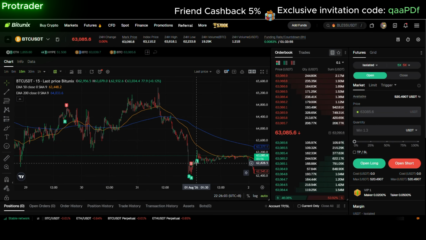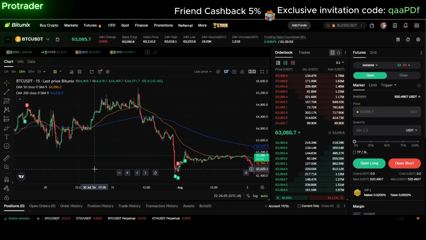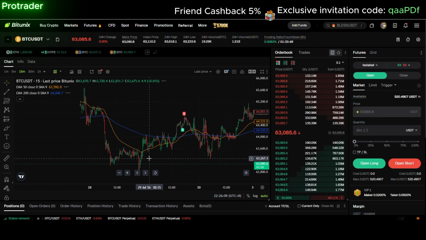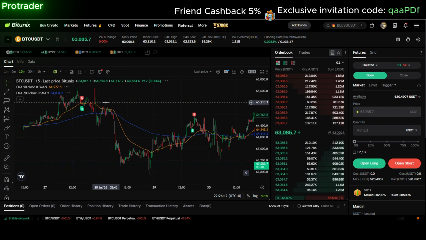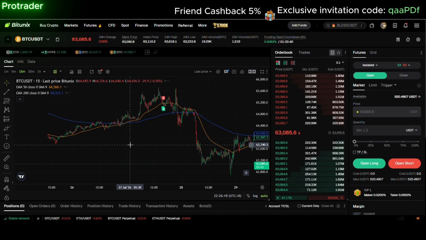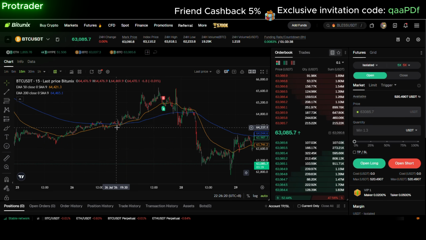A golden cross happens when the faster EMA 50 crosses above the EMA 200, creating a strong bullish signal for buying. On the other hand, a death cross occurs when the EMA 50 crosses below the EMA 200, serving as a bearish signal for selling.